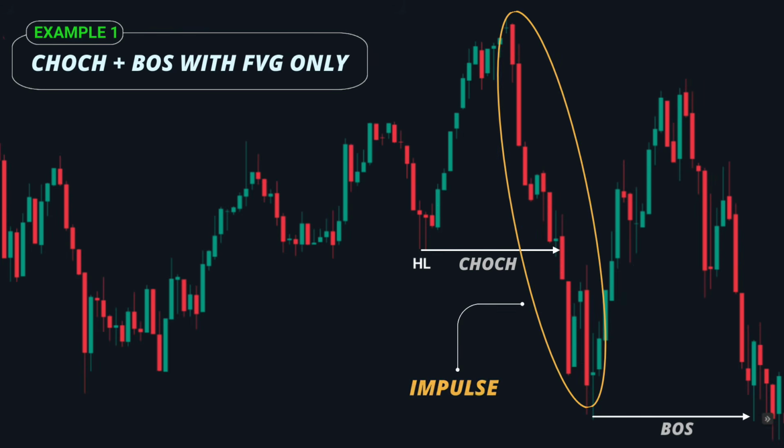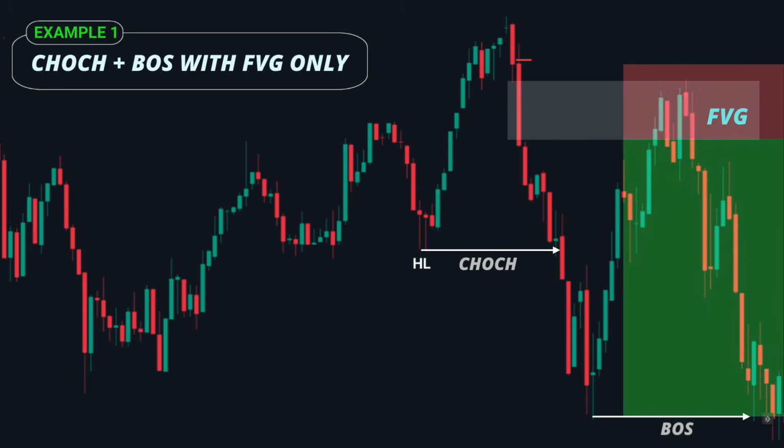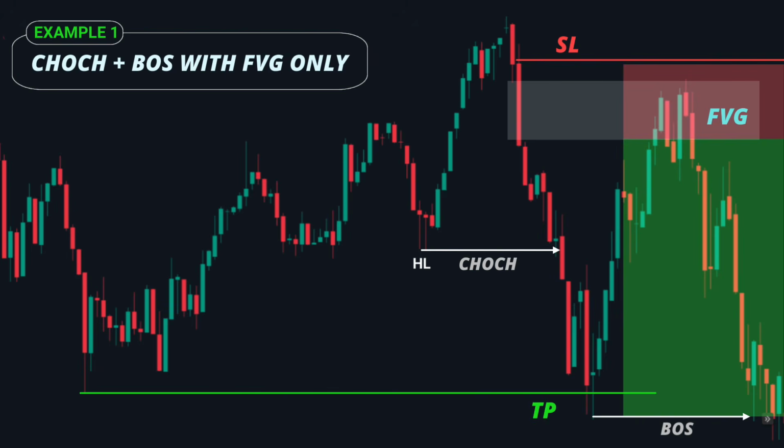During this impulsive move downward, an imbalance forms between candles. This is the fair value gap. The strategy here is simple. Instead of chasing the move, we wait for price to retrace back into the FVG. That's the zone where liquidity will often be rebalanced before the market continues its drop. Entry is taken when price taps the gap, the stop loss is placed just above the gap, and the target is set at the next low. This is a clean downtrend continuation setup using nothing but CHOCH, BOS, and FVG.